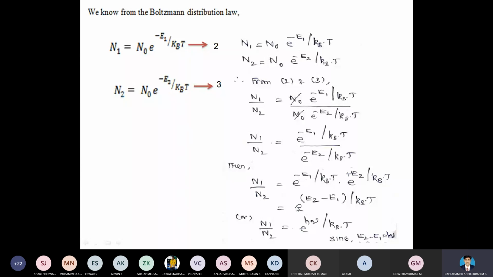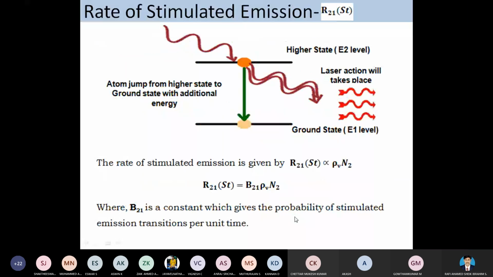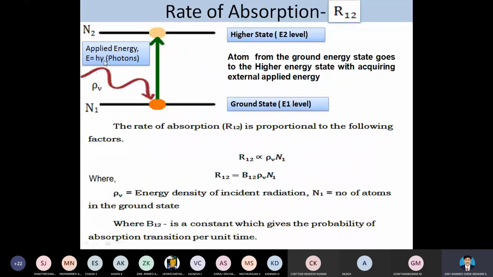This E2 minus E1 is equal to h nu. At the start itself I mentioned that E is equal to h nu, but here E is nothing but we are having E1 and E2. The difference between these two is E. So the E can be written as E2 minus E1.